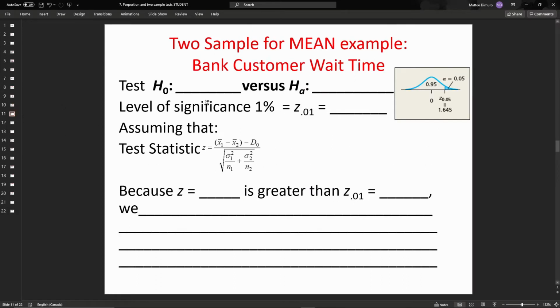So what is H0? In the two sample mean hypothesis testing questions, H0 is always going to be one of two things. There's two ways to write it. You can write mu1 minus mu2 equals 0. Remember, the status quo is that the difference between the means is 0. That's one way of writing it. You could write it as mu1 equals mu2.